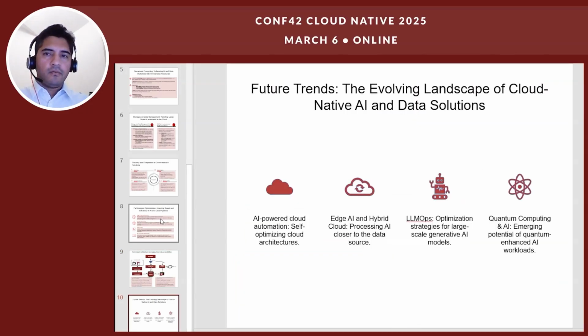Now, where are we moving? What are some future trends? These are the four things that I mentioned. One is we are moving towards AI-powered cloud automation through self-optimizing cloud architecture. This is really happening now. The second is how we can make sure that we process AI closer to the data source. Right? This is really important. LLMOps is another really important piece, as we are trying to optimize our generative AI workloads, LLM-based workloads. And finally, quantum computing and AI, and the emerging potential of quantum-enhanced AI workloads. That is also another future trend that I see.